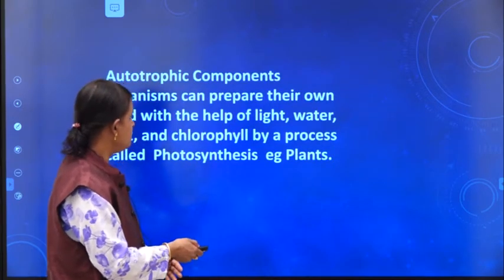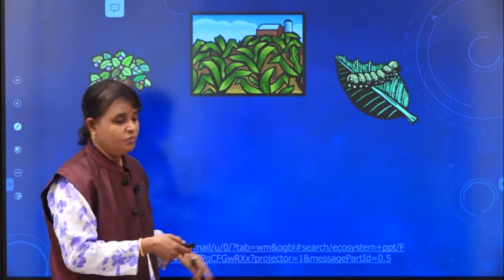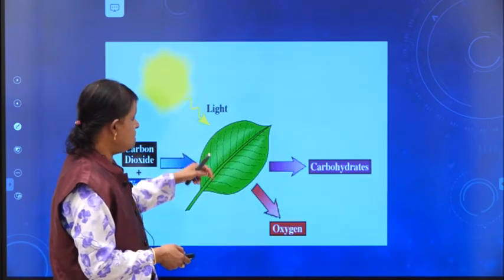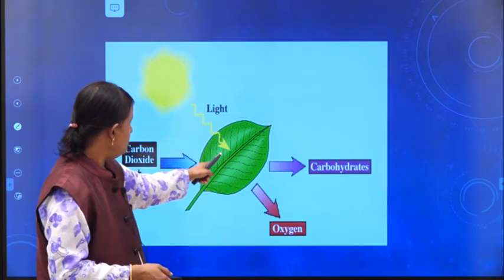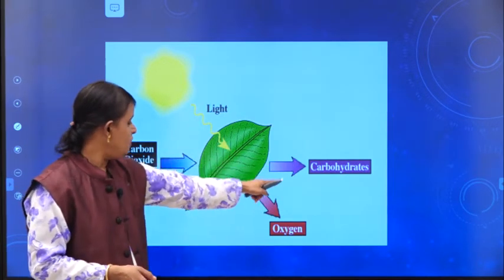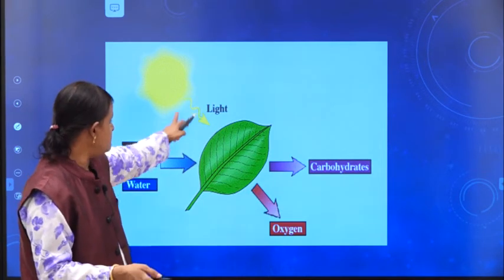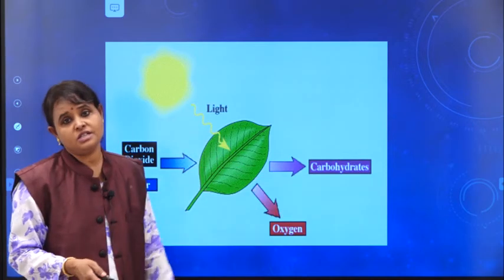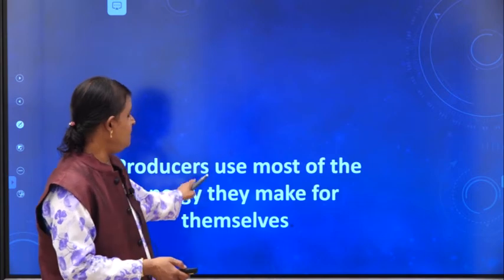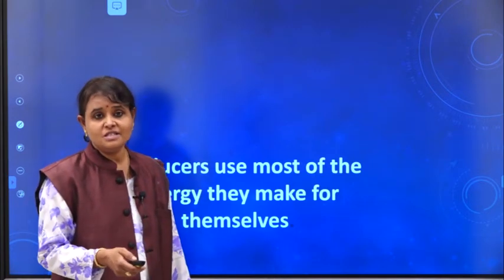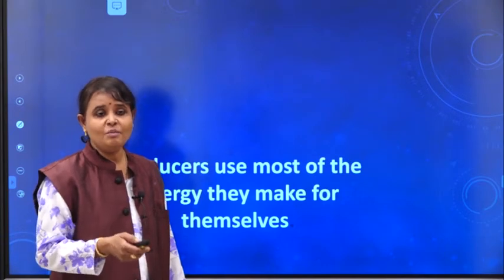Autotrophic, example plants. See, plants. Autotrophs prepare their own food material, that is given here. This is photosynthesis. Light, plants prepare food material, carbohydrates, okay, and oxygen. Carbon dioxide combines with water in the presence of light and chlorophyll to form carbohydrates. Right? You can see here producers means plants. They prepare their own food material by themselves and they utilize some amount of energy.